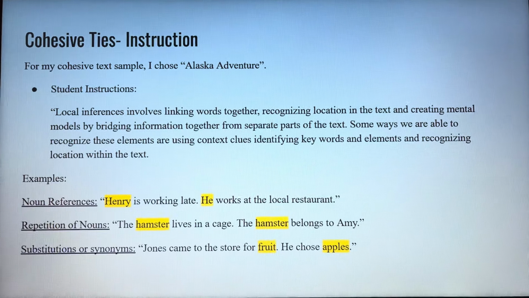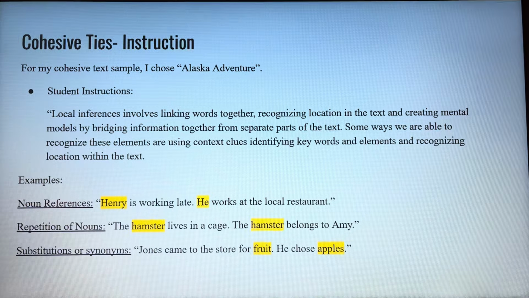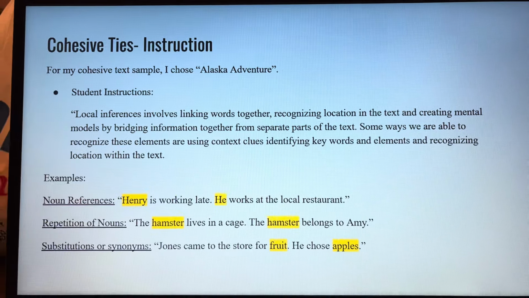You can see through the examples, like the first example, noun references. Henry is working late. He, who is Henry, works at a local restaurant.